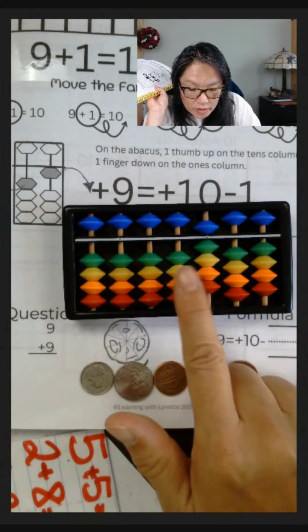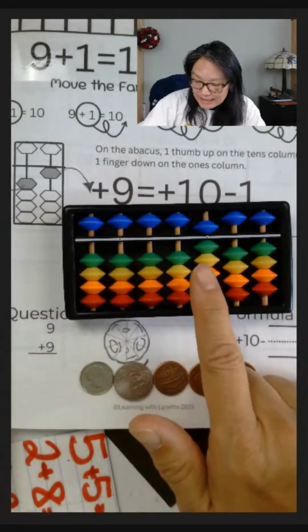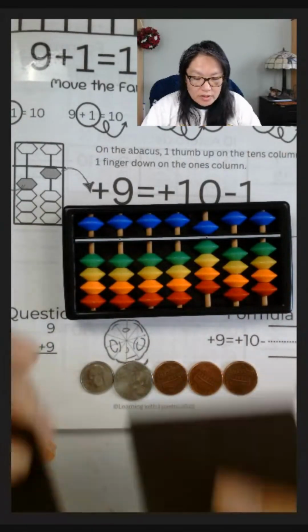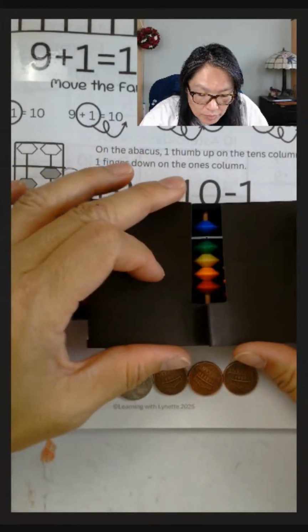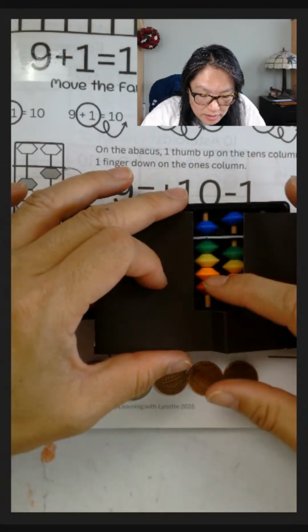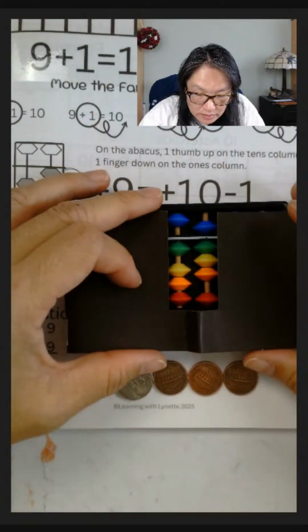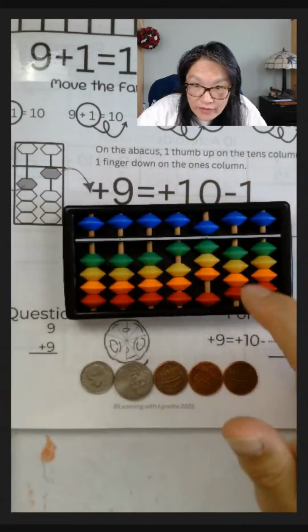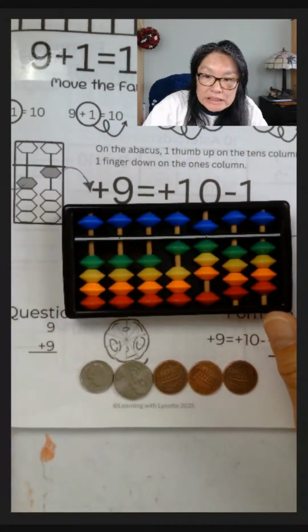Don't forget it's from here, right? We're going to look only at 2 columns. We don't look at anything else. We only need to look at 2 columns. We're going to plus the 10, 1, 0, and then take away the 1. Take away the 1, add the 1. That's it. So my final answer is now 18.